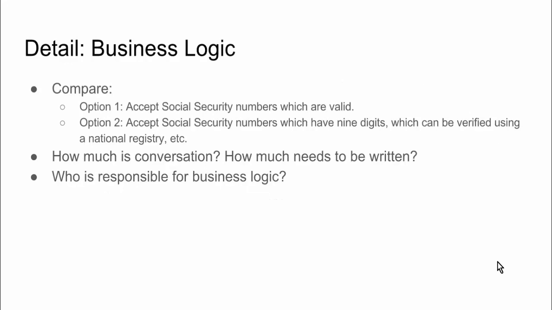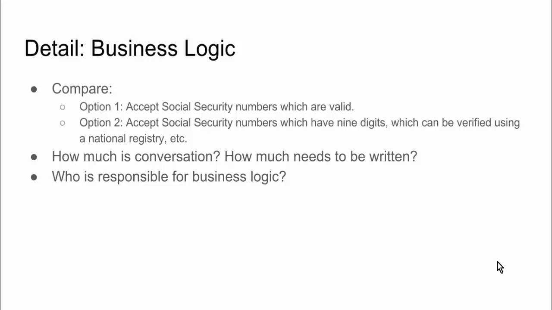Something similar is true for business logic. How much do you need to specify? Compare these two options. Option 1: the software will accept social security numbers which are valid. Or option number 2: the system will accept social security numbers which have 9 digits, which can be verified using a national registry, etc. How much detail do you need to provide when it comes to business logic? How much of this is a conversation? How much needs to be written?